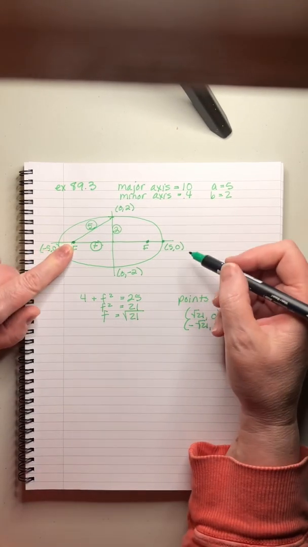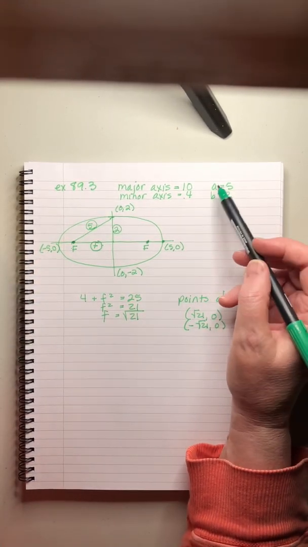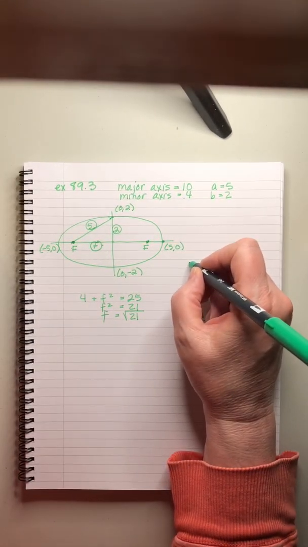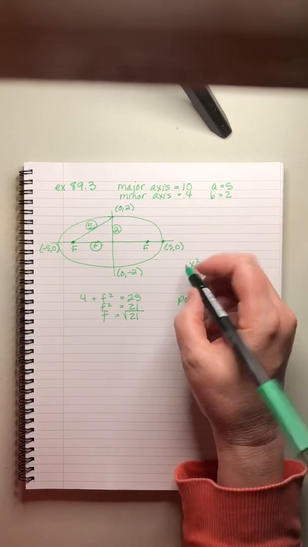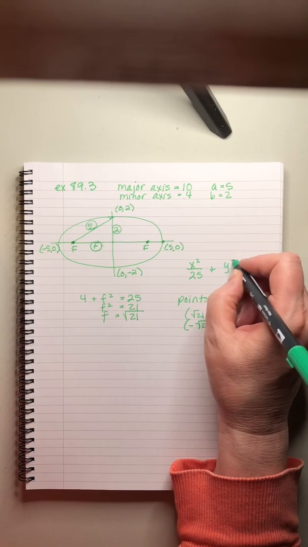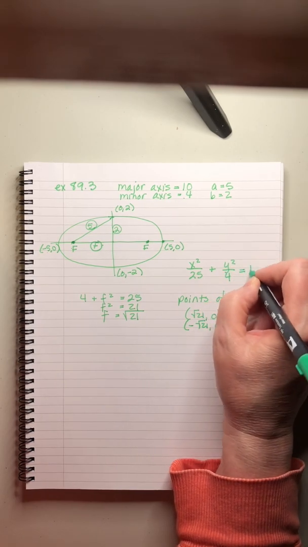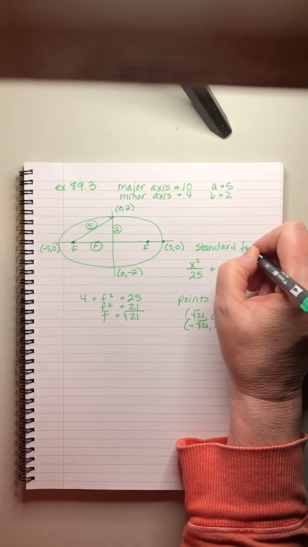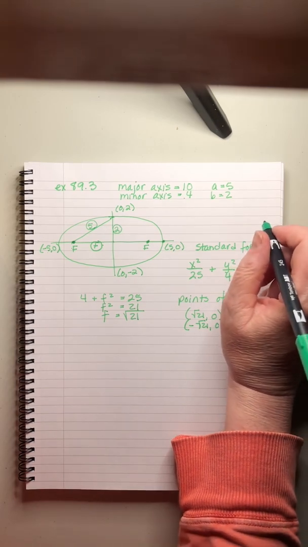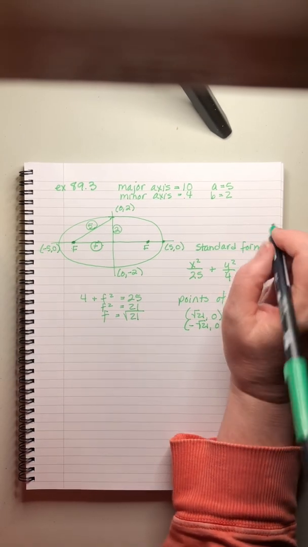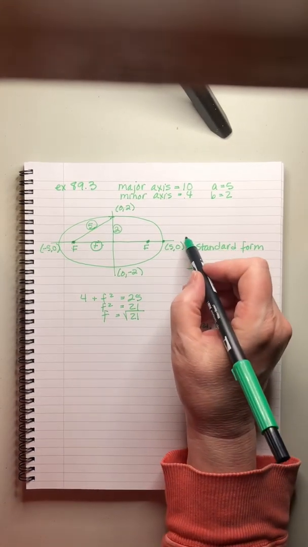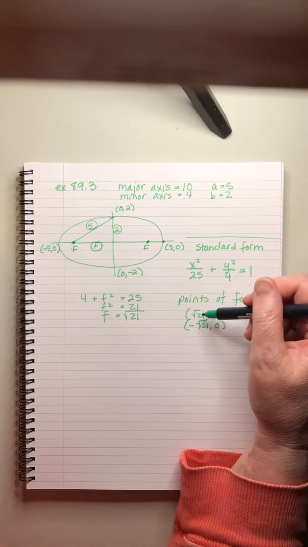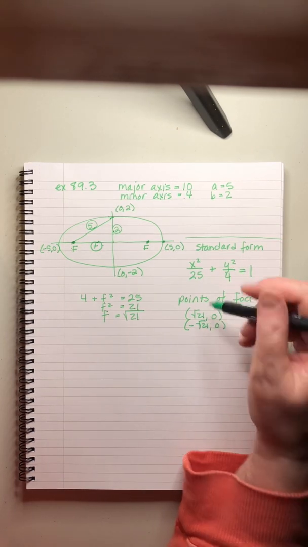And then the equation, we've already got our A and B right here. We know that A goes with X. So we'll say X squared over 25 plus Y squared over 4 equals 1. This is the standard form of the equation of the ellipse. Yay. So guess what? Did we get it right? Let me look. 25 over 4, 21, 0, negative square root of 21, 0. Yay, we got it all right.